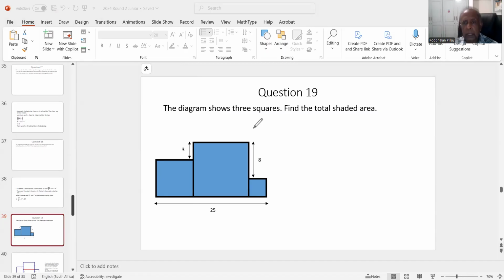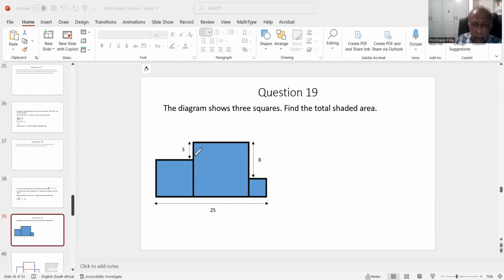The diagram shows 3 squares. Find the total shaded area. Okay, you've got 3 squares side by side. They're all different sizes, but you know that this one here is 3 units taller than that one, and the big Y is 8 units. It doesn't tell you whether they're centimeters or not, so you just say units. Could be anything. So this is 8 units more than the smallest square, and you want to find the total area.